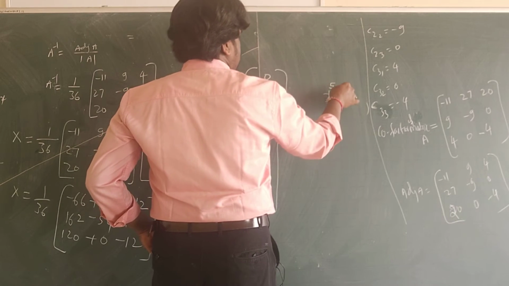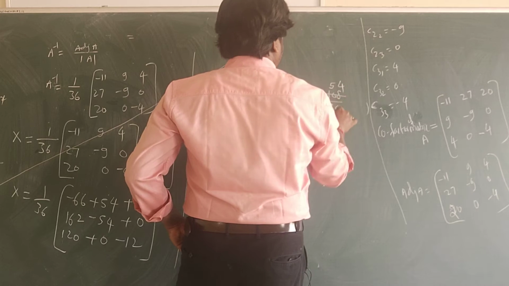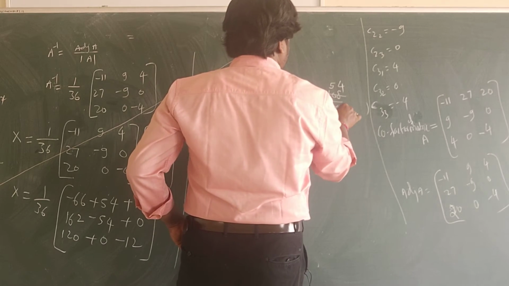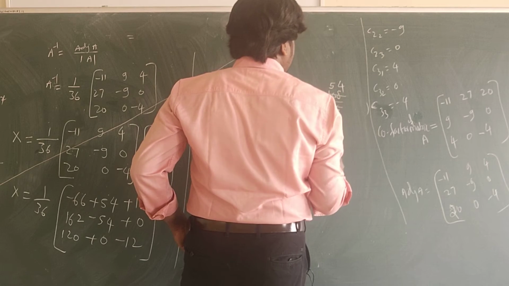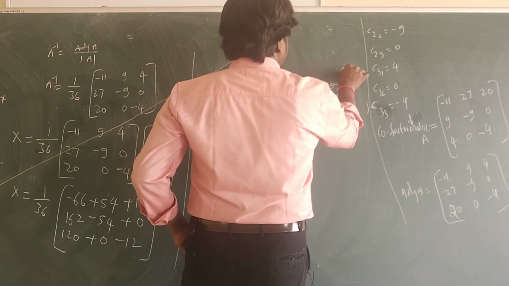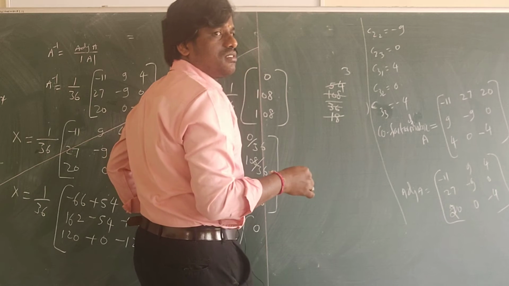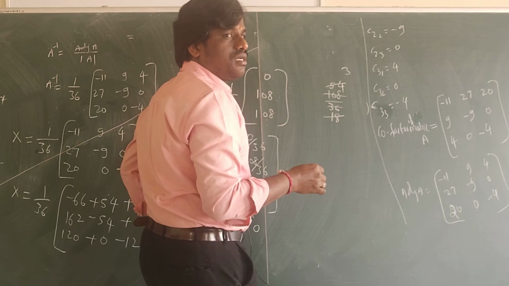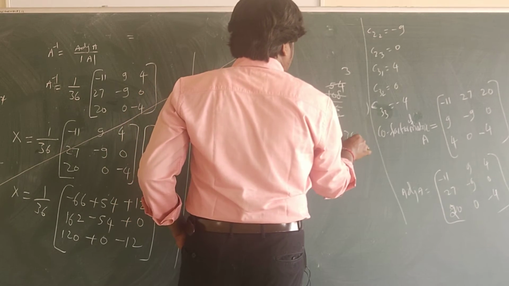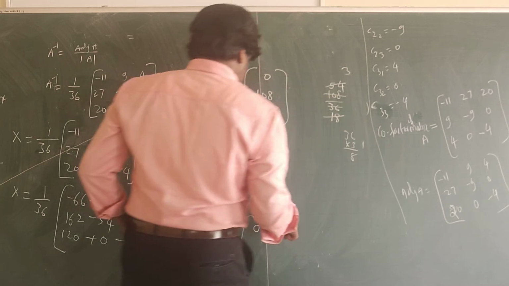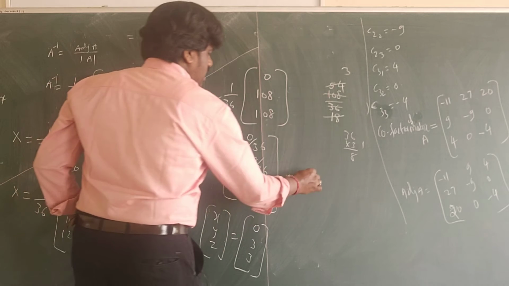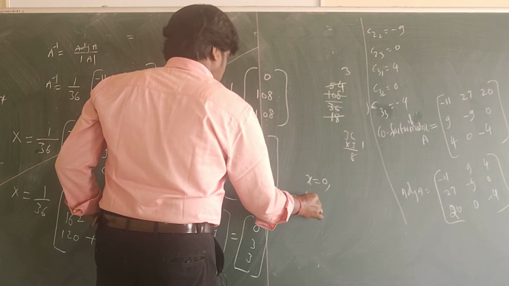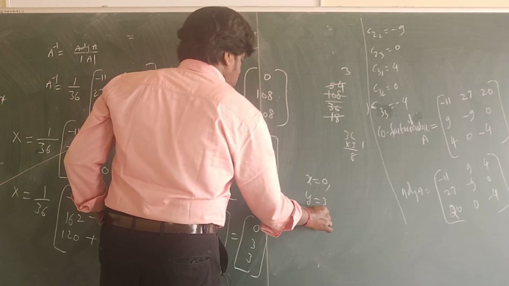36 into 3 is 108, 3 sixes are 18. Yes. So 3, 3. So I got x is equal to 0, y is equal to 3, z is equal to 3.